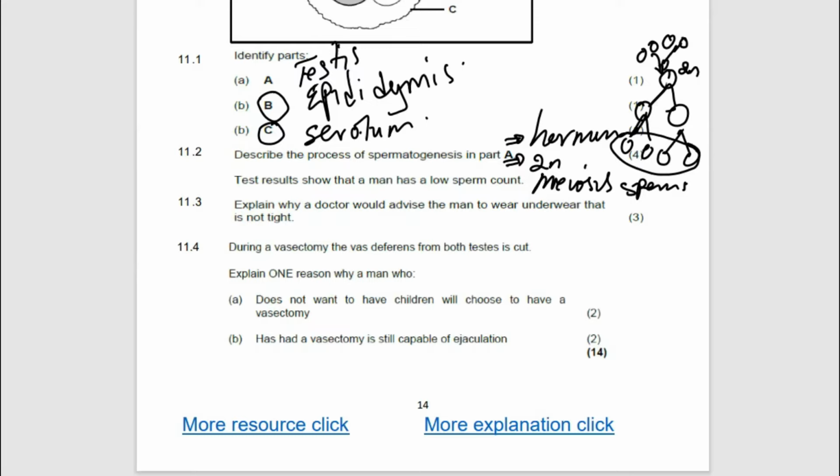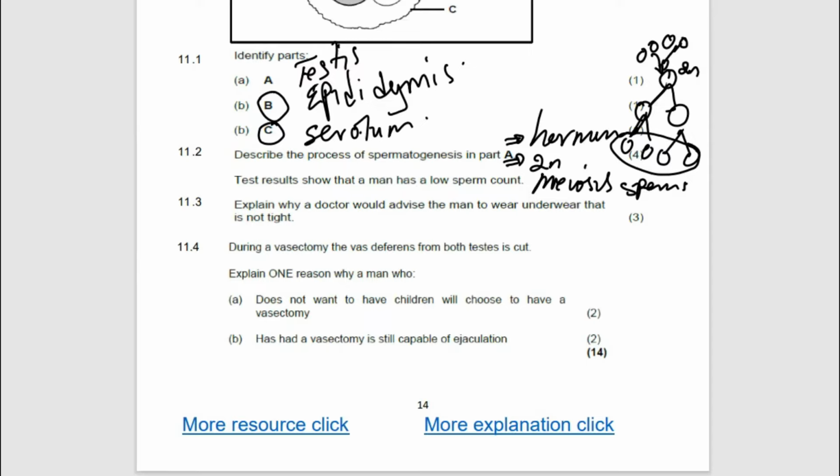Or you can explain it in any other way, as long as you talk about the testes being a little bit close to the body. And once they are close to the body, they're going to have a higher temperature, more than the temperature needed for the sperm production, and then this will influence the sperm maturation and production, and hence the low sperm count will come in. So please don't forget to explain that.